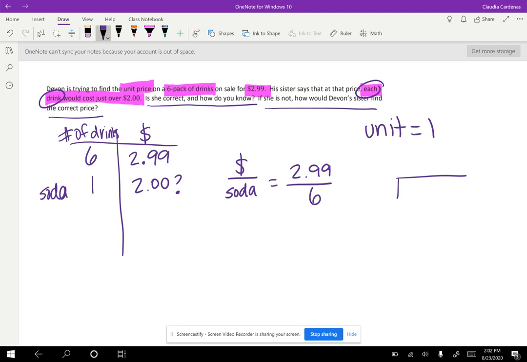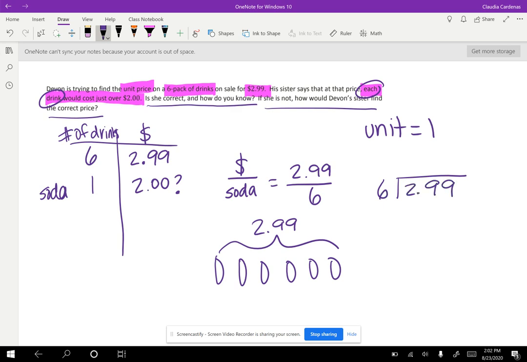Well, I know that the price is the total amount that we are going to break up into 6 parts, right? We have 6 sodas, so 1, 2, 3, 4, 5, 6 drinks. So there's 6 of them. And I know the entire thing has to cost $2.99. So I need to break that up into 6 parts. So I know that 6 is our divisor and $2.99 is our dividend, and therefore it goes into the house. All right, now that we have that, we can go ahead and divide like normal. Remember to bring that decimal point up.